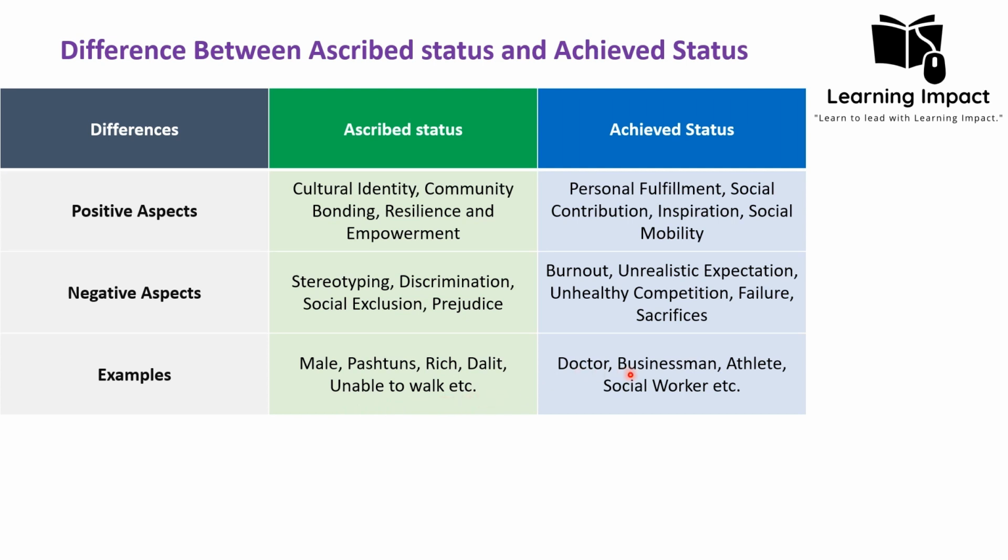While in case of the achieved, for example, if someone is a doctor or businessman or athlete or social worker, these are all examples of achieved status, which is not something assigned by God by birth. It is something one has to achieve.